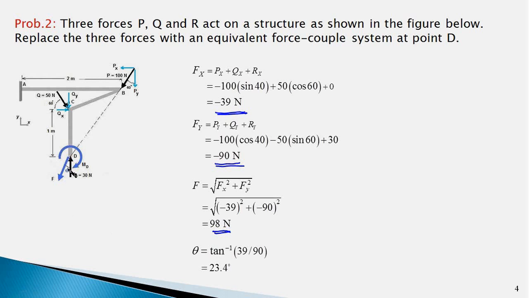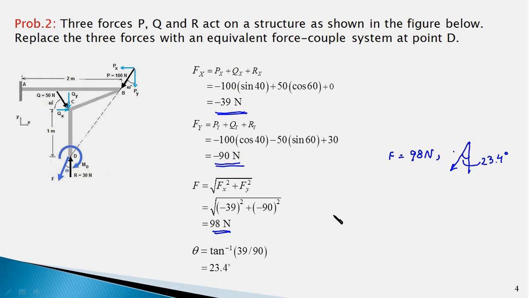We shall now find the direction of this force. Since this theta is the angle F makes with the vertical axis, it will be equal to tan inverse of Fx upon Fy. So this will work out to 23.4 degrees. So now we have got the force F of the force-couple system, which is equal to 98 Newton in magnitude and makes an angle of 23.4 degrees with the vertical.